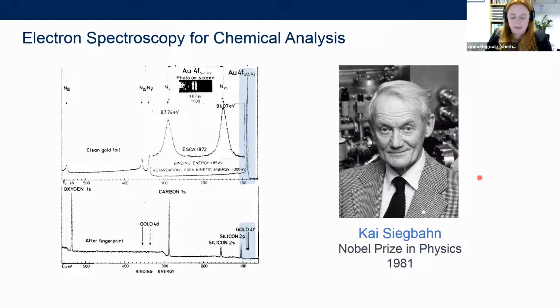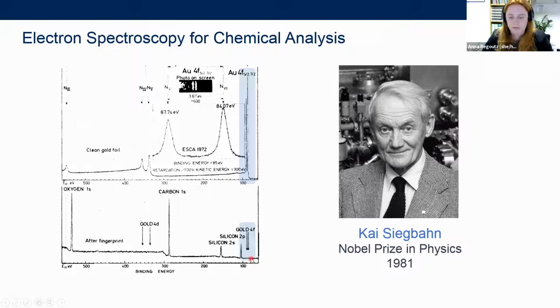So Kai Siegbahn, who you can see here, really developed the spectrometers that we use to do these measurements. And he was quite a good salesman. So on the left-hand side, this is one of his original spectra from the early 1960s. And at the top, you see the spectrum of a gold foil, with these very sharp gold 4f peaks in the blue box. And then what he did to show how surface sensitive the technique was, he took the gold foil and just put his finger on it and measured again. And this is what you see at the bottom where it says after fingerprint.